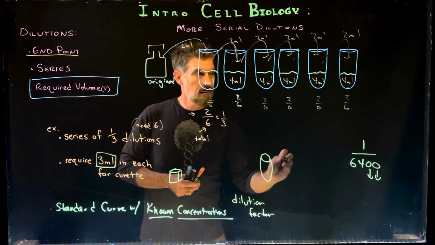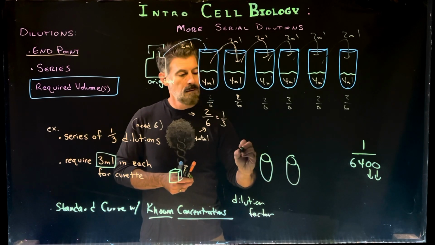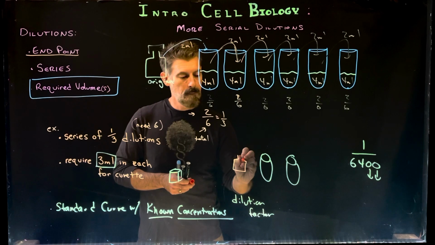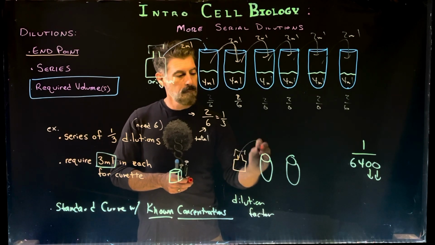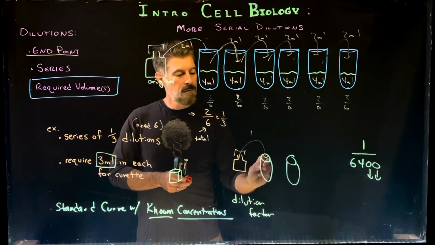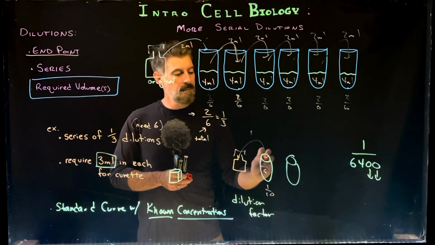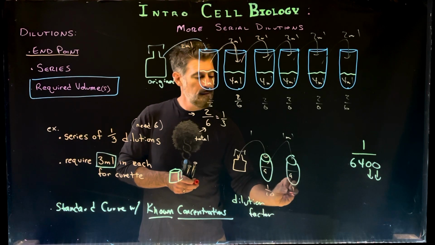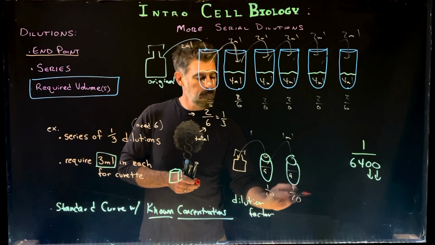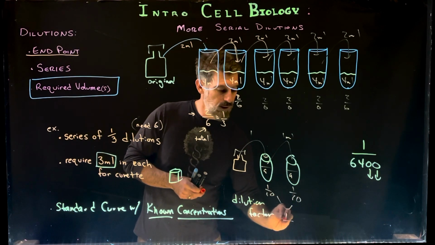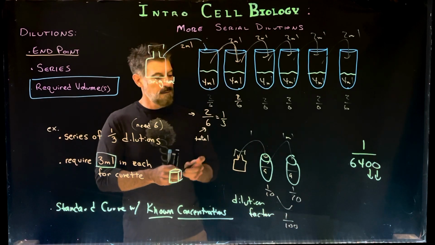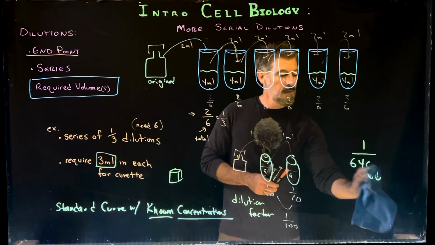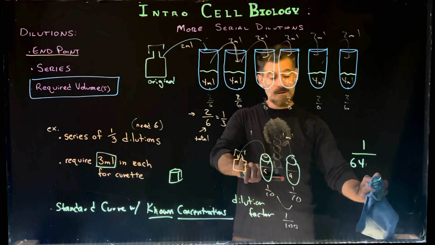So I might have an original solution here. One plus 9 is 10. Go from here. 1 mil plus 9 is 10. 10 times 10 is 100. Okay, so now I have this particular tube is a 1 to 100 dilution. So I've already accomplished that part.